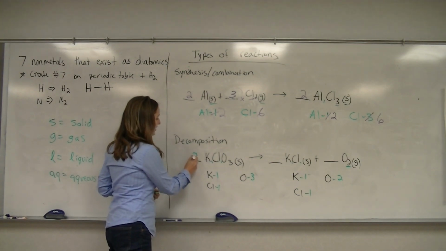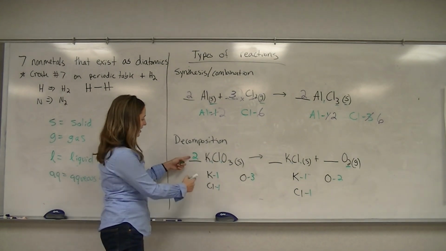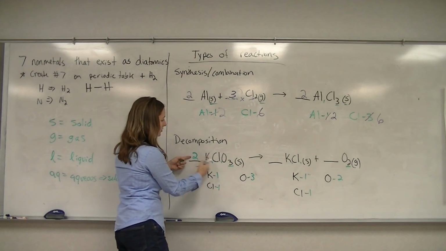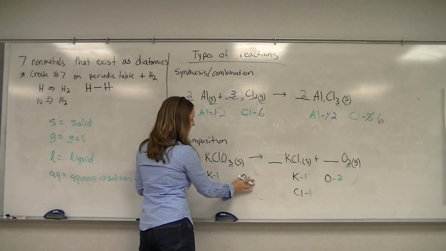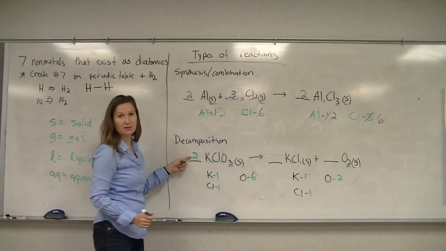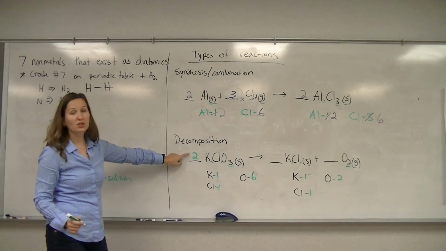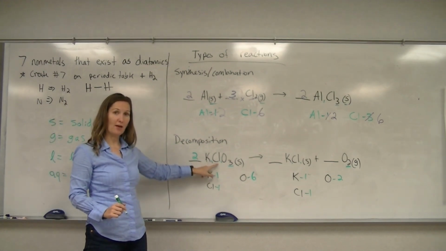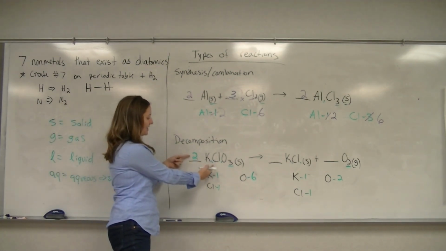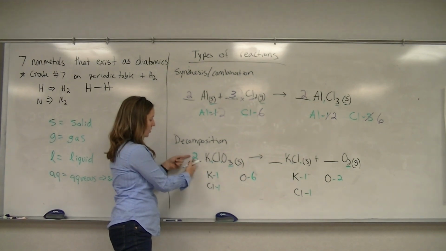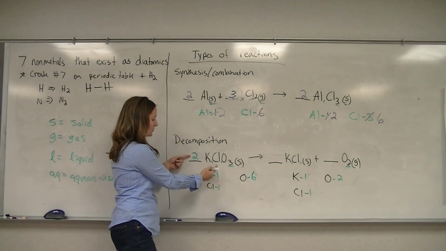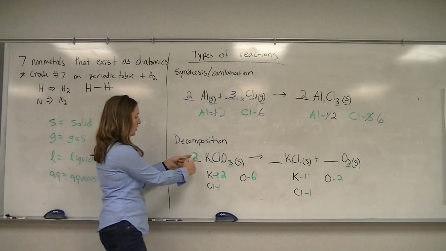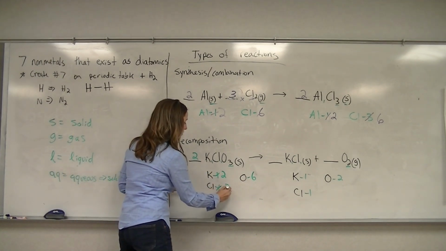So how do I make that number even? Well, if I just put a 2 here, that changes my oxygens. Remember, coefficient times the subscript, so 2 times 3. Now I'm going to have an even number, 6 oxygens. But notice, when I put a 2 here, it doesn't just affect the oxygens, it affects the potassium and the chlorine as well. So how many potassiums do I now have? Coefficient times subscript, so 2 times 1. Now I have 2 potassiums, and also 2 chlorines.